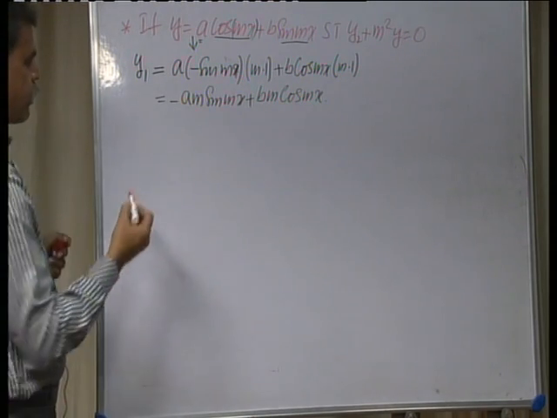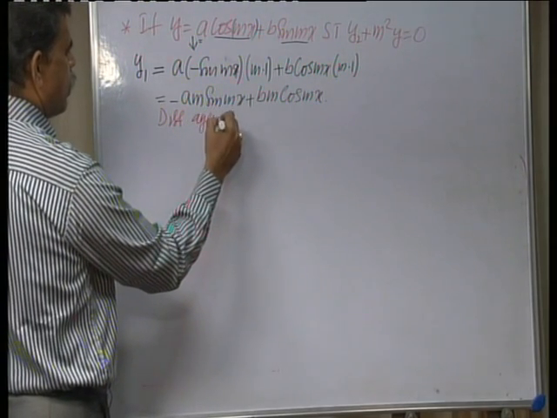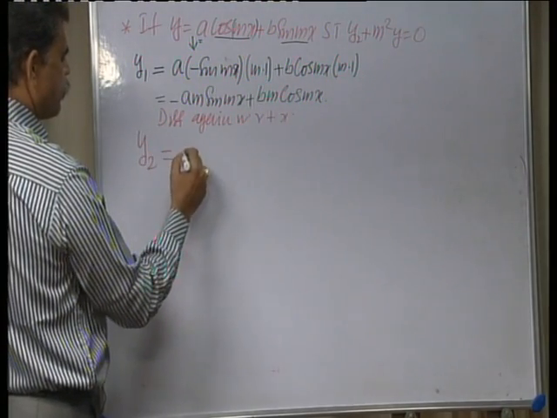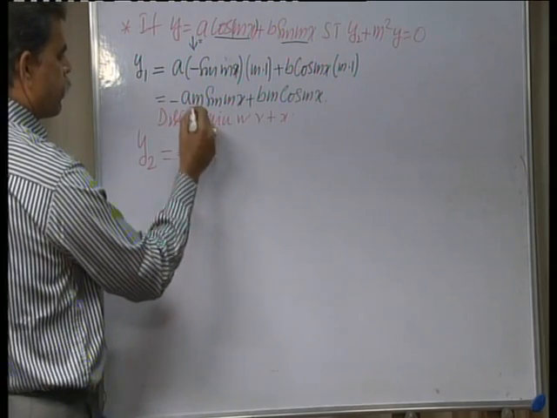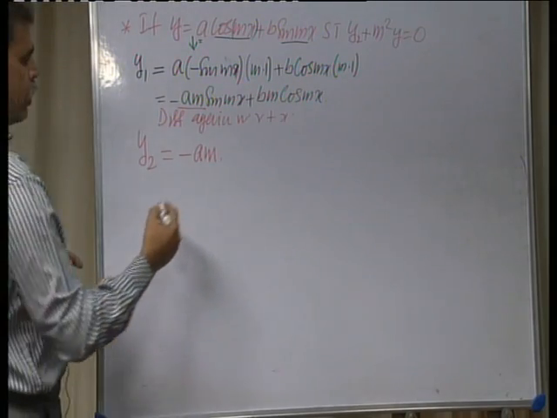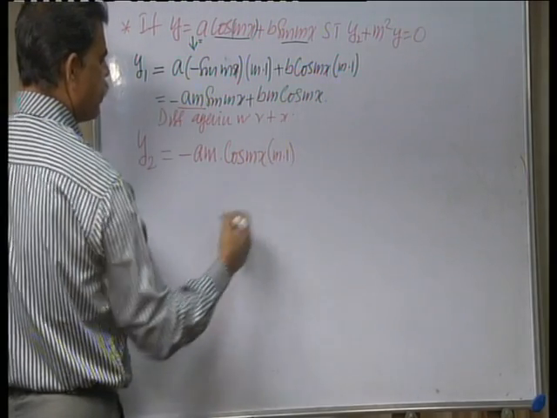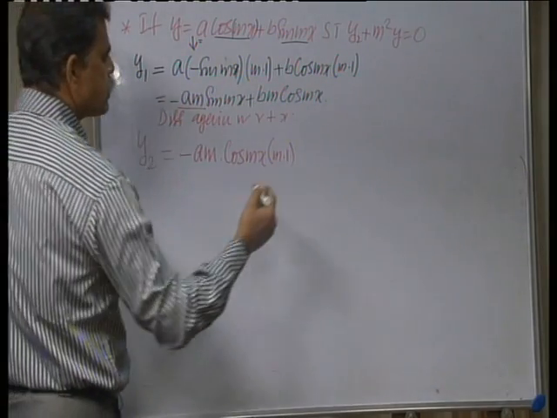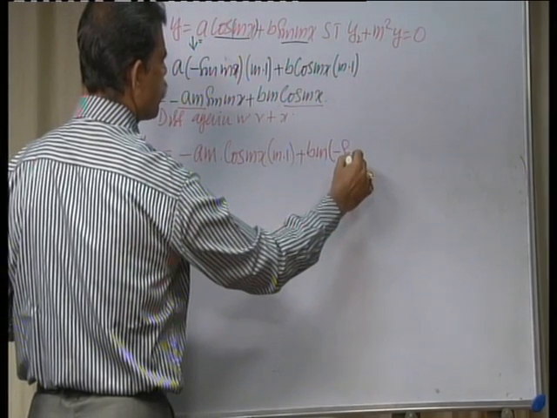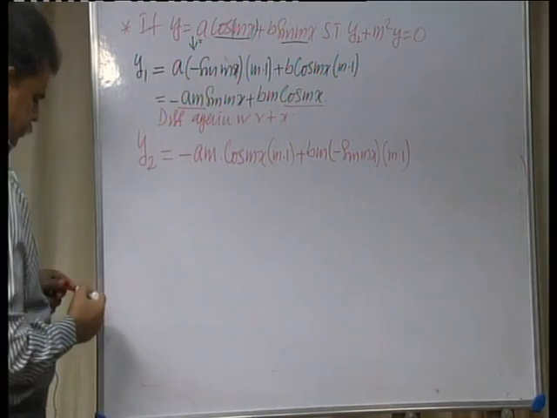Again it is further differentiated, differentiate again with respect to x. What we get? We get y2. y2 is equal to minus a m, they are constant. We have to keep it as it is. Differentiation of sin mx. Differentiation of sin is cos mx into differentiation of mx is m into 1, plus b m, they are the constant. We have to differentiate cos, that is minus sin mx into differentiation of mx is m into 1.